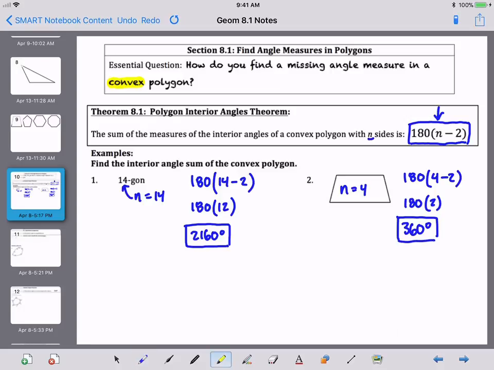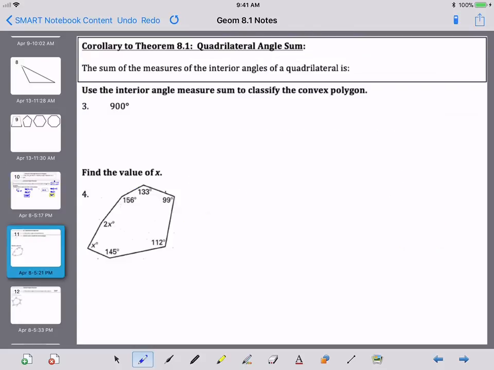This answer actually leads us to the corollary of Theorem 8.1, and that just means that based on Theorem 8.1, we can say this: the sum of the measures of the interior angles of any quadrilateral is 360 degrees. So it doesn't matter if you have a square or a rhombus or a parallelogram. If it's got 4 sides, those 4 angles add up to 360.